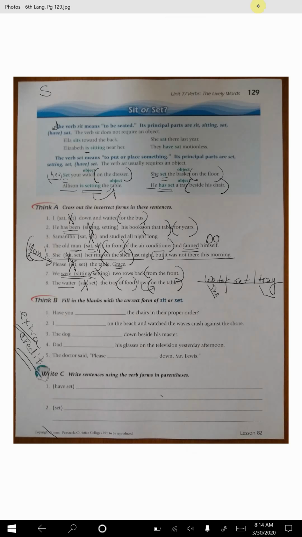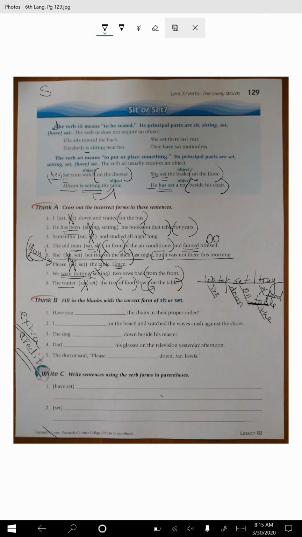So of food would go right here, describing what kind of tray it was. Down is telling us where he set it. He set it down. It's an adverb. And where? On the table, that also goes on. That should be straight across when I'm running out of room. On table, the. Kind of an interesting sentence to diagram. All right.